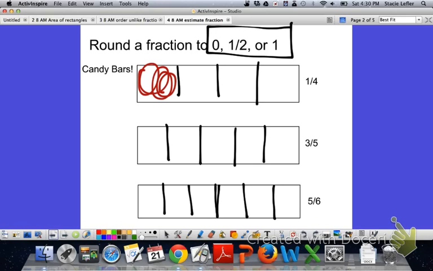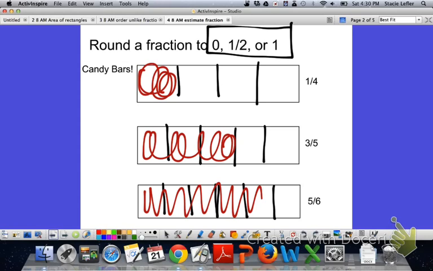1/4, 3/5, and 5/6. We can take each one and round it to a benchmark of 0, half, or 1. So if this is half, does this 1/4 appear closer to 0 or half? Well, it's exactly halfway, so we're going to round up, and we would say it rounds to about 1/2.